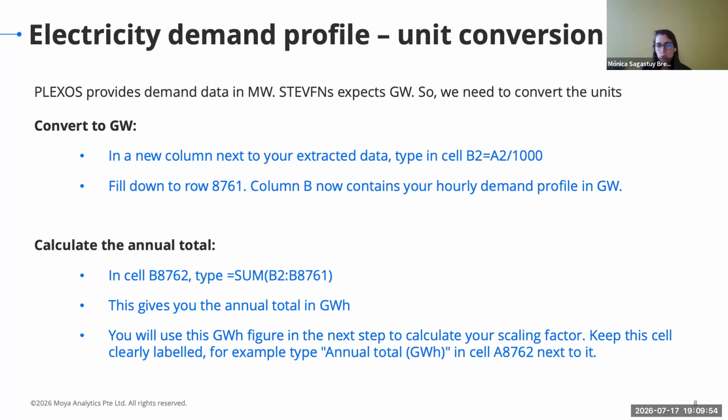Specifically for Stevens, we want to use units in gigawatts. So that's the parameter that it takes demand in. So we are going to have to convert the megawatts that Plexus is providing for us in this example to a dataset in gigawatts. Here you have the conversion explained and how you transfer that. And also how to calculate the total annual demand.